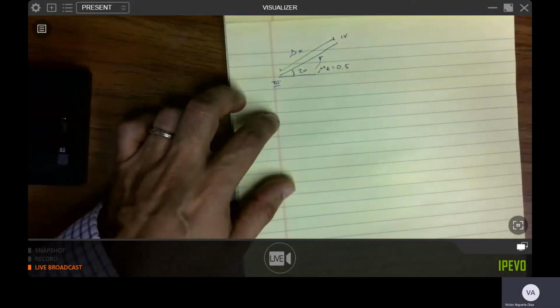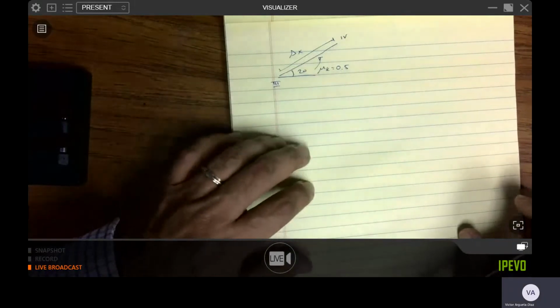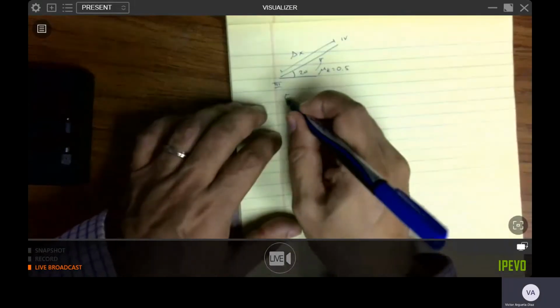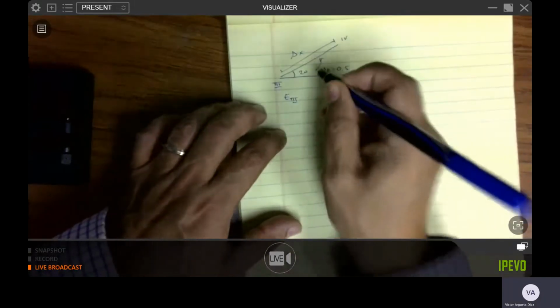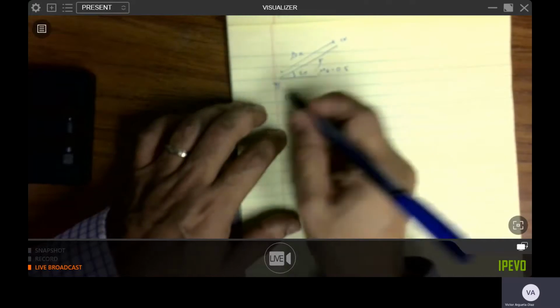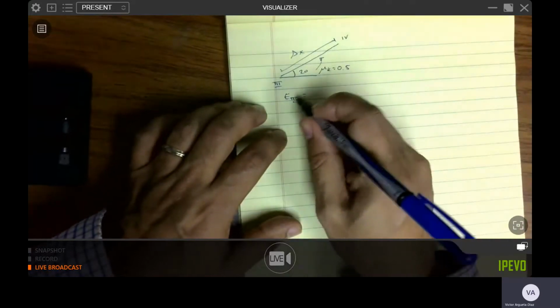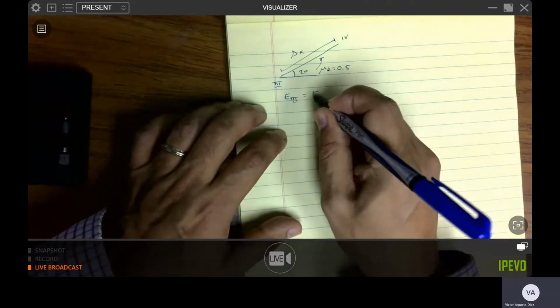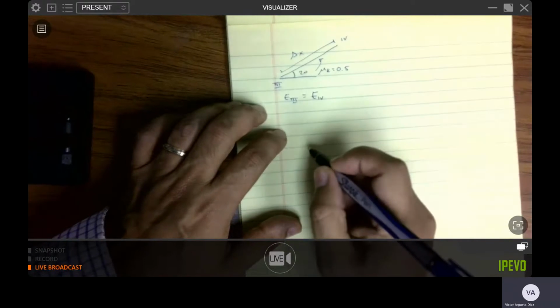It's getting out of focus. There you go. Mu 5. Okay. So again, we're going to have that the energy of 3. This is the tricky part. This section between 3 and 4. So energy at 3 has to be equal to the energy at 4.